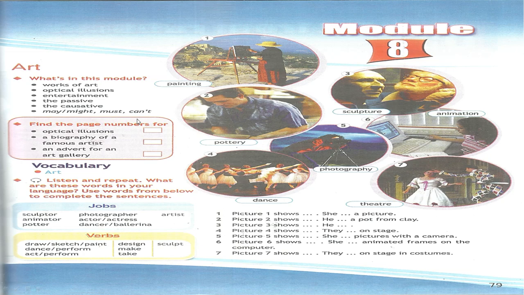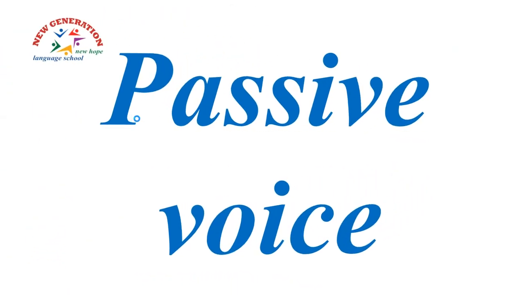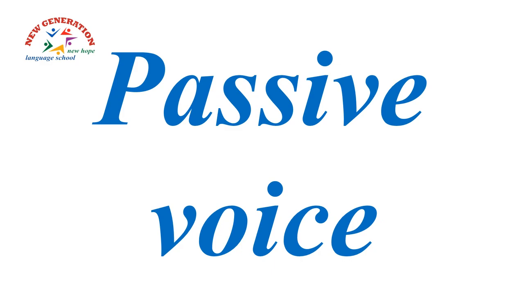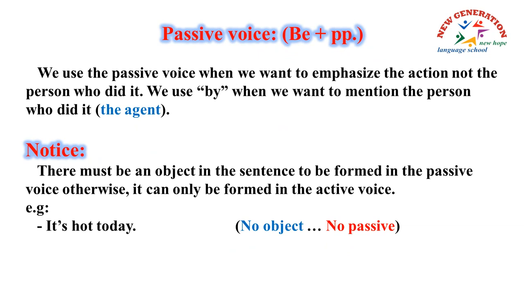Now we will have a quick view on grammar topics that we have studied throughout this module. The first one was the passive voice. As you see here, passive voice means verb to be plus the PP form of the main verb. We use the passive voice when we want to emphasize, to focus on the action, not the person who did it. If we want to add the person who did the action at the end of the sentence, we get it preceded by the preposition by, and it's called the agent, the one who does the action.